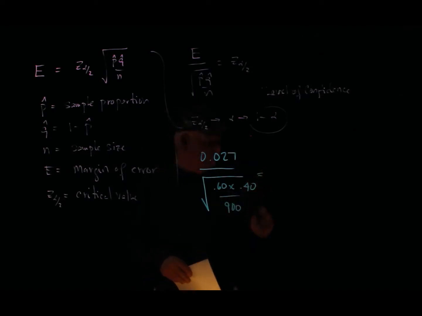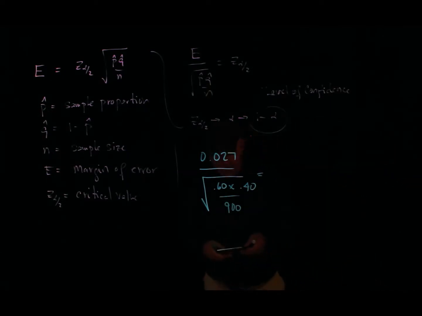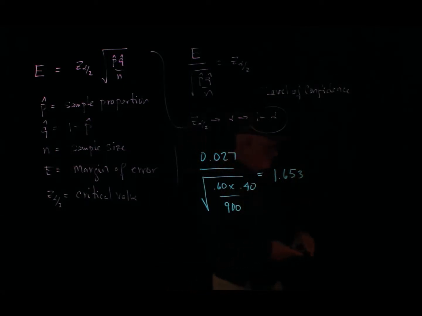Okay, so here comes the first calculator. Let me go 0.6, enter, 0.4 times, 900, divide, take the square root of that, turn it upside down, 0.027 times, and I get a number that might look familiar to you, 1.653. That's a critical value, yep.